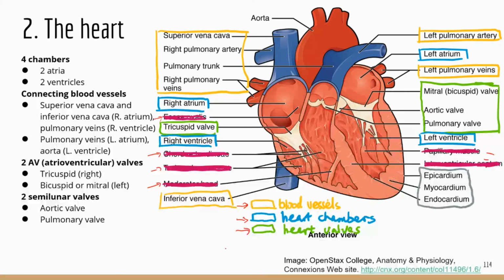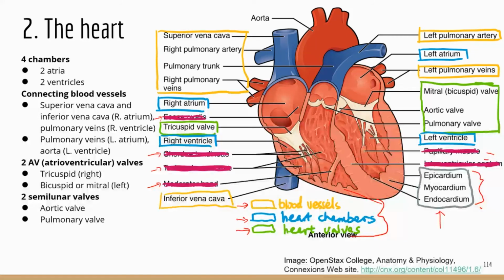Green, that's going to be a heart valve. All right, there are some structures in this gray box, and the reason is that I don't think they are as important as these structures. I haven't really seen any questions on the different layers of the heart wall, but I want to point them out in case you see a question.